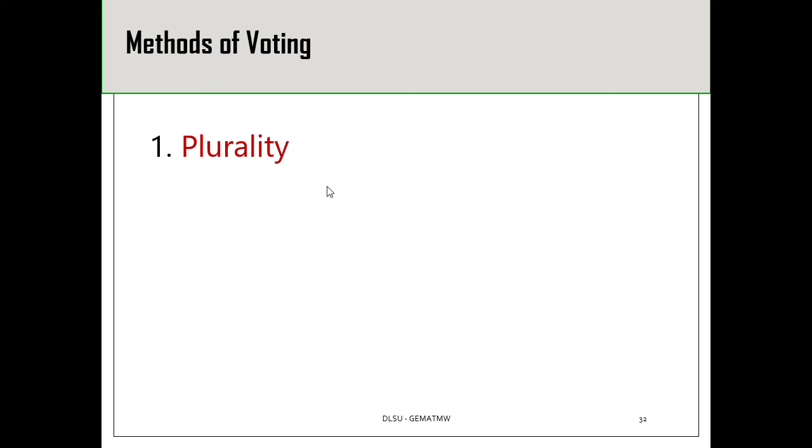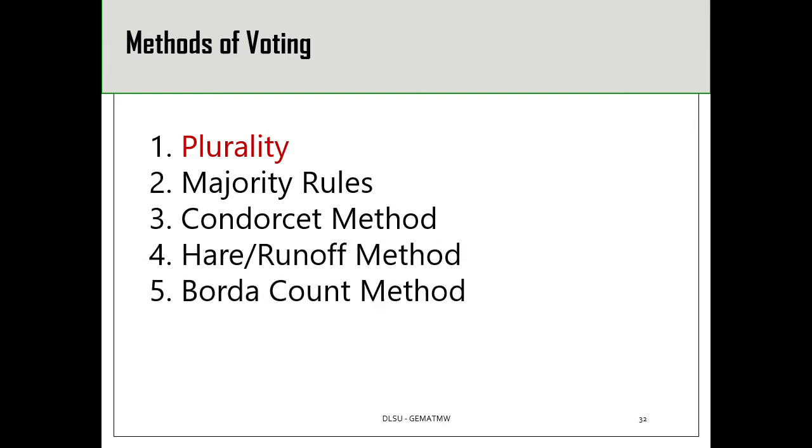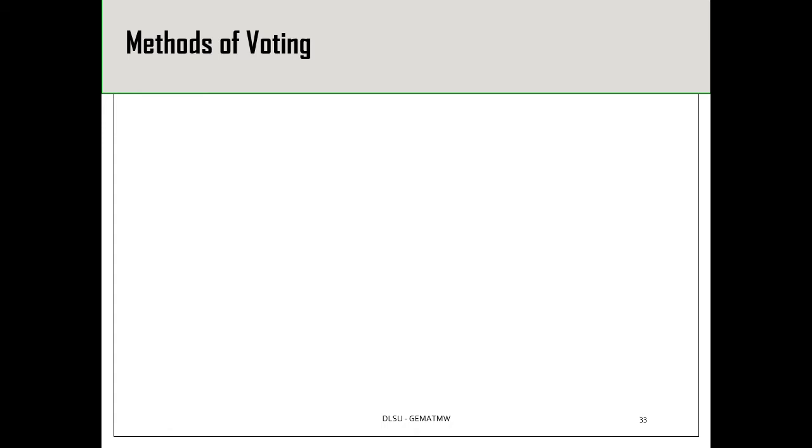Okay, so we continue our discussion on social choice theory. In this video, we will discuss other voting methods aside from plurality. These are the majority rule method, Condorcet method, pair or random method, Borda count method, sequential pairwise, and approval voting. So to continue, let's discuss the majority rule method.